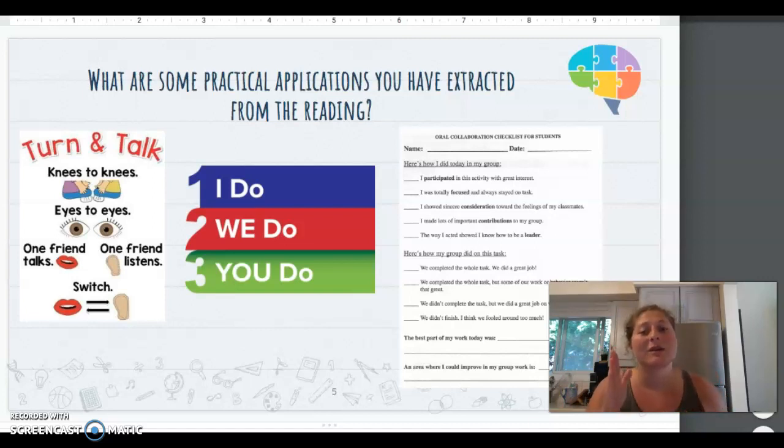Some practical applications that I've taken from this are to have more explicit and exact explanations and modeling, not just about what turn and talk looks like on this poster: knees to knees, eyes to eyes, one friend talks, other friend listens, then switch. There's more that needs to go into it than that.